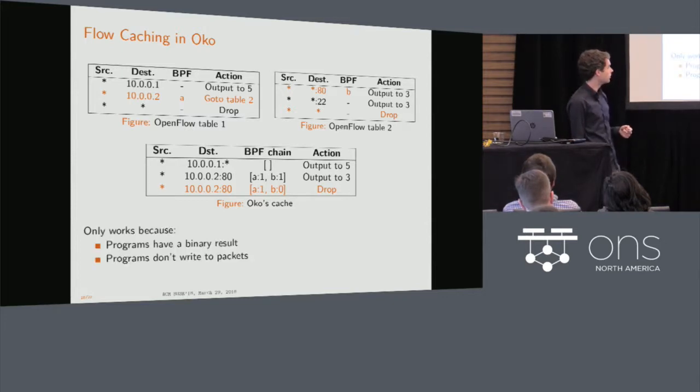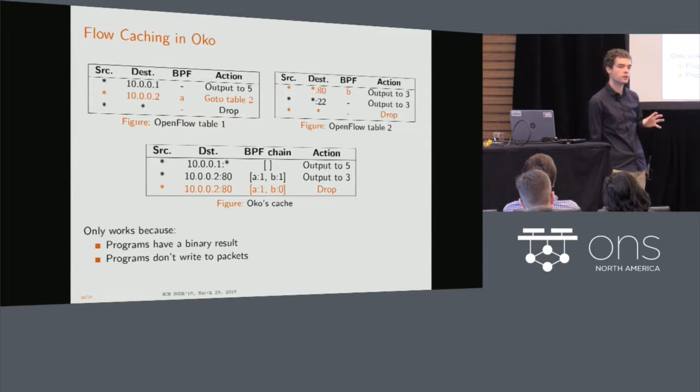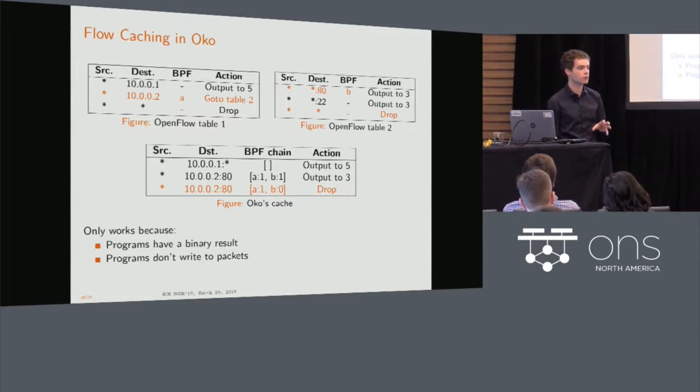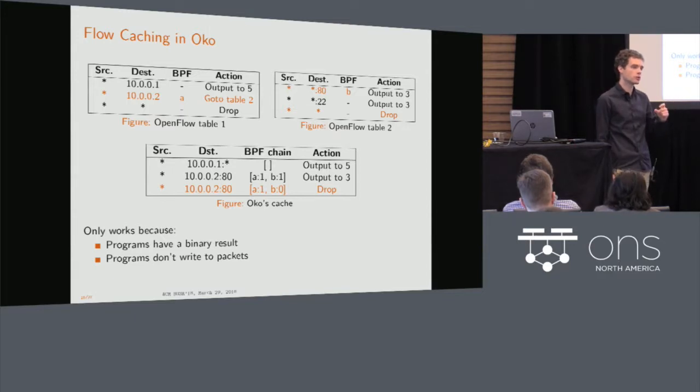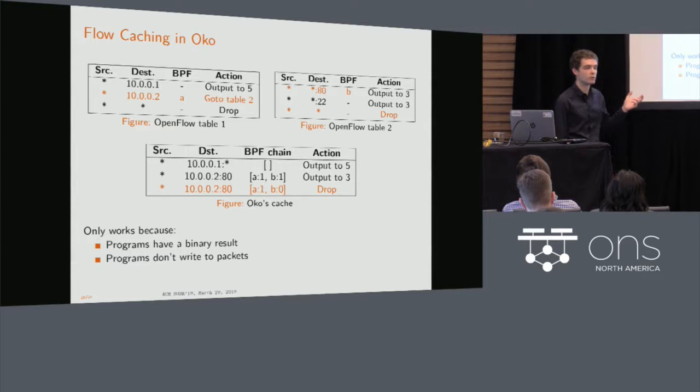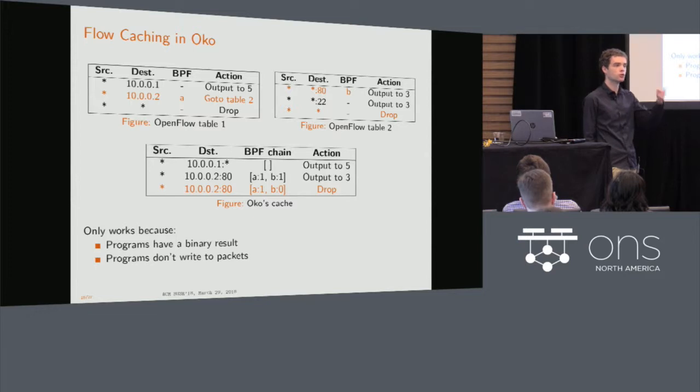Here you have to notice that it only works because of two design constraints that we applied on programs. The first one is that programs are actually filters in the flow table, so they are matched fields. Because of that, we can encode their result as either a 0 or 1 in what we call the BPF chain. The second thing is that because programs don't write to the packet, we are sure that we don't need to do a new lookup after the program was executed.